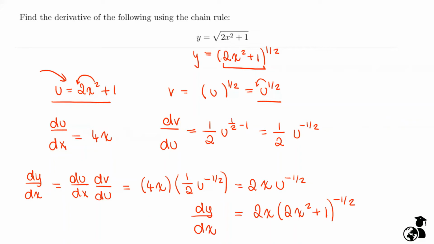So again, quick summary. The chain rule, we use it when we have a function inside a function. Your job would be to find the inside function u, the outside function v, find the derivatives of both of them, and multiply the two together.